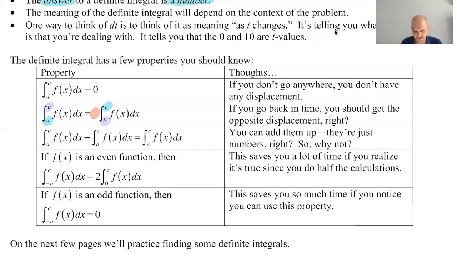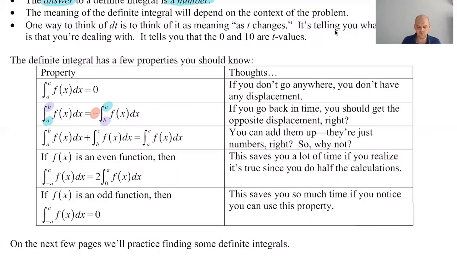The way that I think about this is kind of in terms of moving left and right, or rewinding a video, right? So you play a video forward, you go from a to b, like, I don't know, 0 minutes to 5 minutes. If you rewind a video from 5 to 0, you should just get the negative of what you got when you went from 0 to 5. It makes sense. You're rewinding.